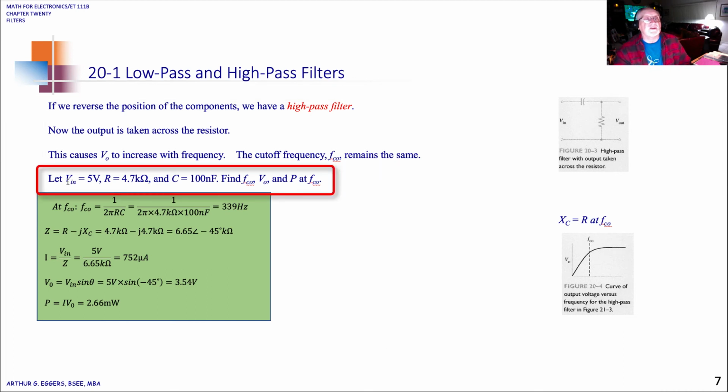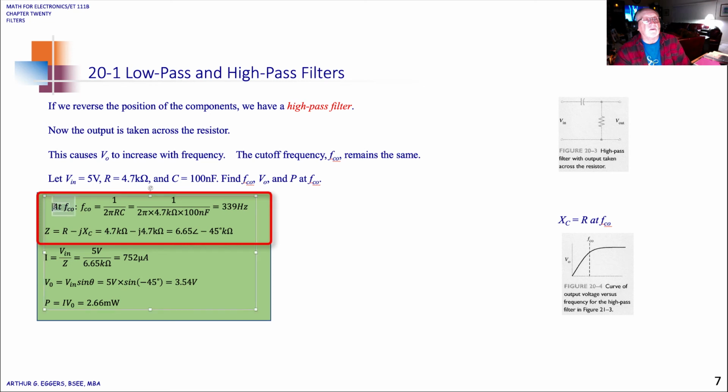So if we look at another example: the input voltage is 5 volts, a 4.7 k ohm resistor, and a 100 nanofarad capacitor. Find the cutoff frequency, V sub output, and the power, all at the cutoff. The cutoff frequency is calculated with that same formula, and when we insert our resistor and capacitor values, we get 339 hertz as the cutoff. Again, that's where the knee starts to occur.